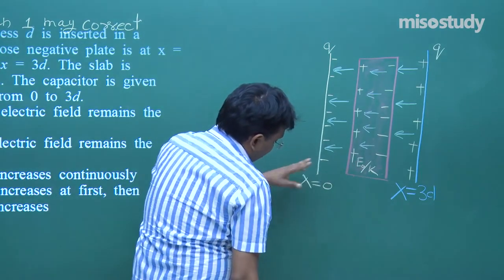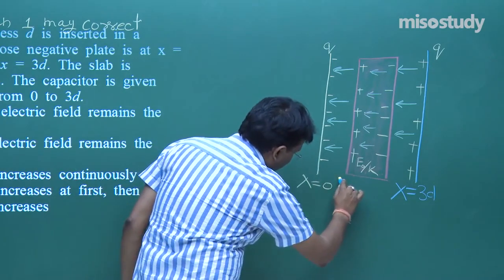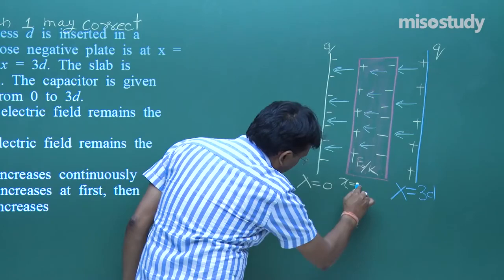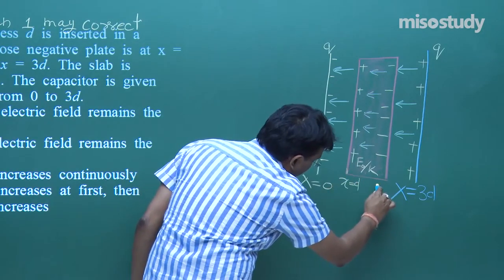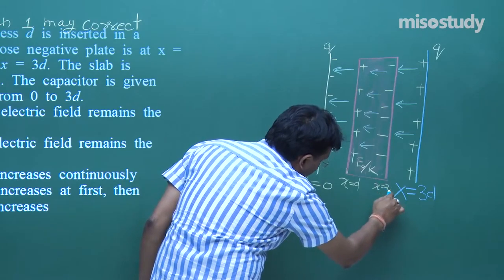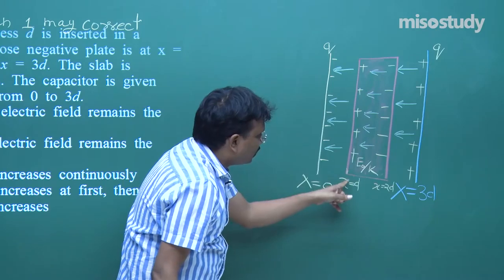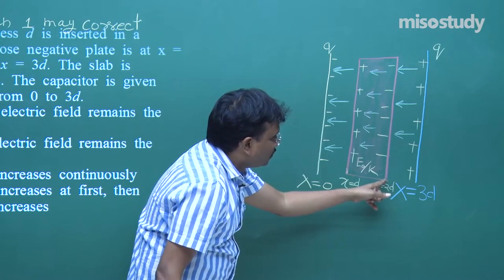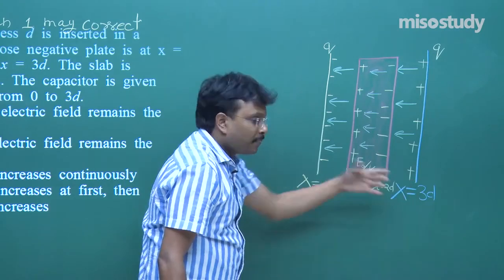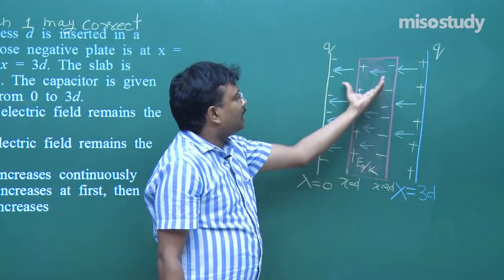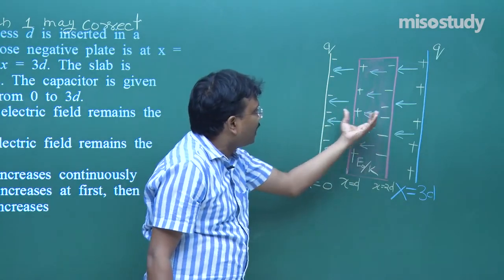Now one more possibility is, as it is mentioned, equal distances. So it is x equal to d, this red line, and this red line is x equal to 2d. Basically it is x equal to 0, x equal to d, x equal to 2d, and x equal to 3d. As it is mentioned in the question, this dielectric plate or material slab is inserted at equal distance.